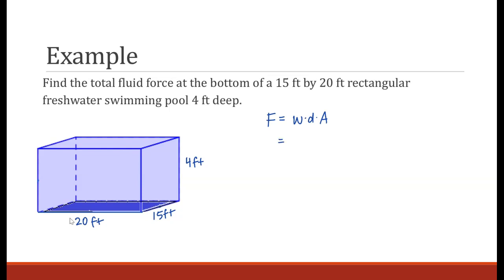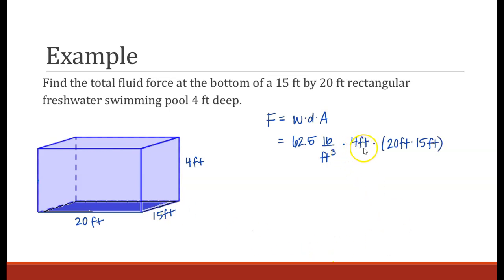The weight density of the liquid is the weight density of water, because this is a freshwater swimming pool. And weight density of water, we said we were going to use 62.5 with the units of pounds per foot cubed, times the depth, and the depth of this pool is 4 feet, times the area of the surface, that constant depth surface. So the area of this rectangle at the bottom is 20 feet times 15 feet.